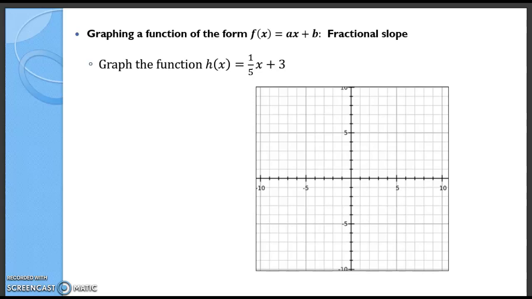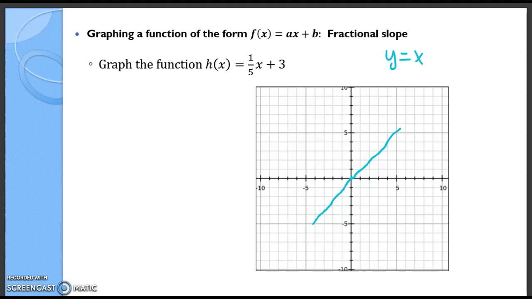Hey everybody, this video is going to go over graphing a function of the form f of x equals ax plus b, fractional slope. So when we graph functions, there's lots of tools in our toolbox. We can plug in points, for this problem we could find the y-intercept and use the slope, or we can use parent functions. The parent function of a line is y equals x. And we know that function has a point at 0, 0, and then a slope of 1.